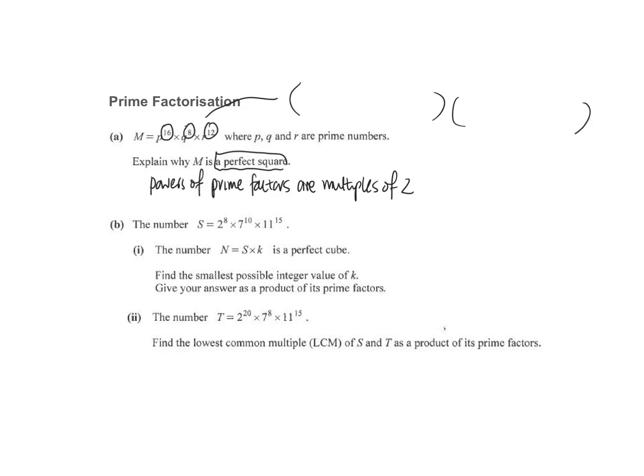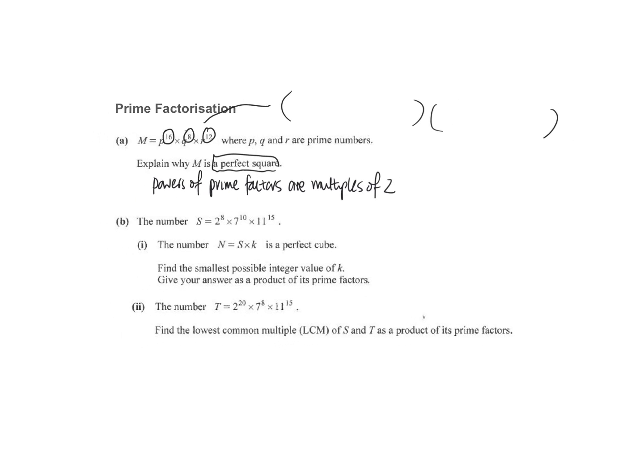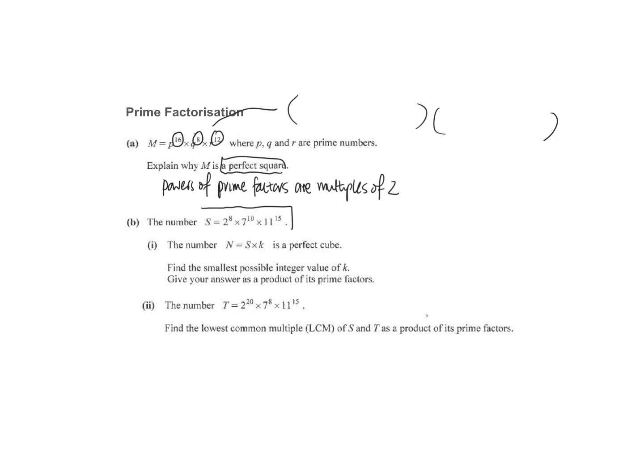Okay, the rest are similar. So if the typical one is this one, right? They say find the LCM. How will you find it? Between the common ones, you take the higher power. So between the common ones, take the 7, 10. Between the common ones, just take the same thing. So this is your LCM.